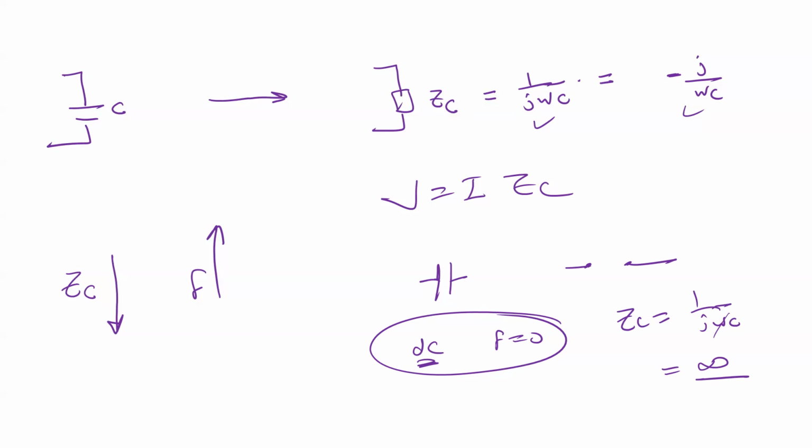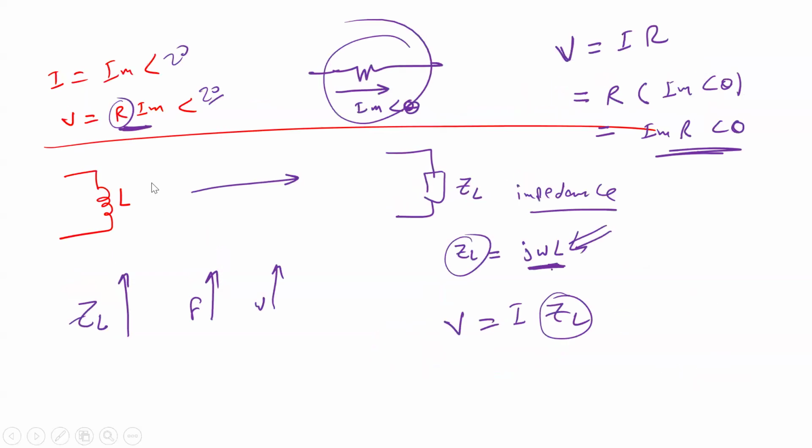Same thing if I go back to the inductor. Remember when I told you in case of DC, the inductor is a short circuit. Same thing here. If omega equals zero in case of DC, then Z here equals zero, because it's j omega L, a short circuit. Okay, right?